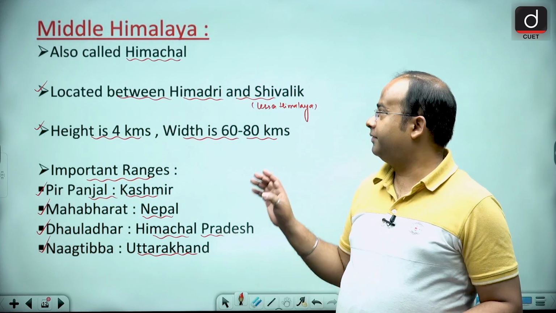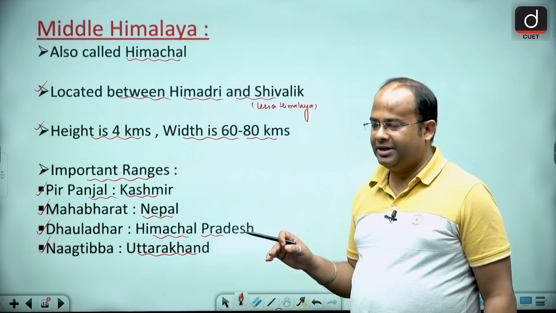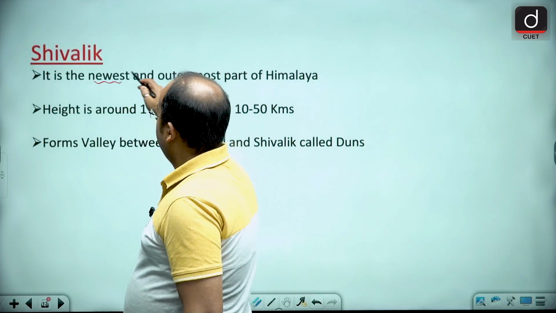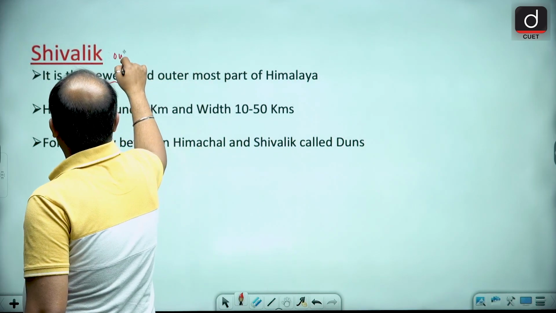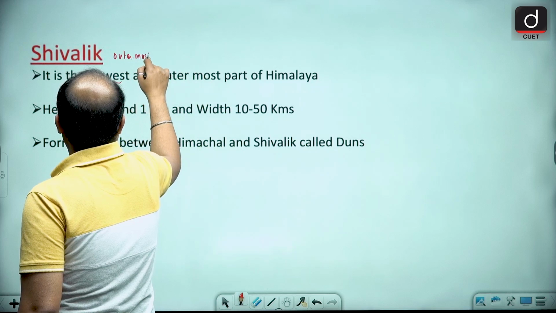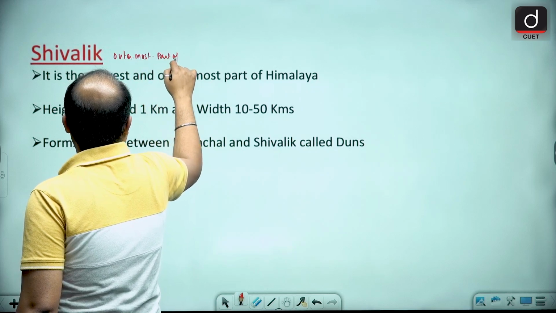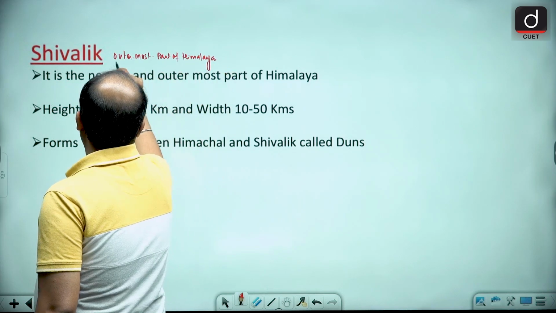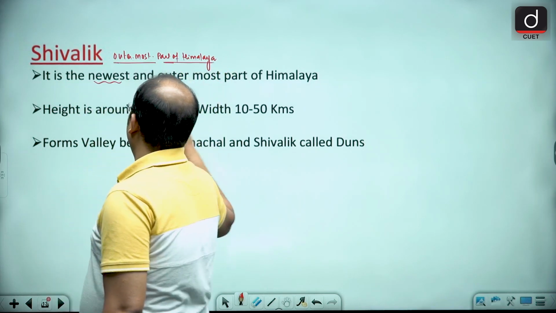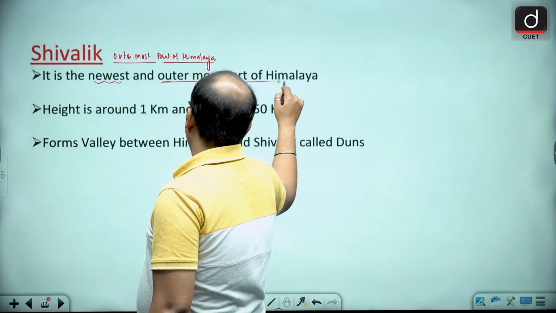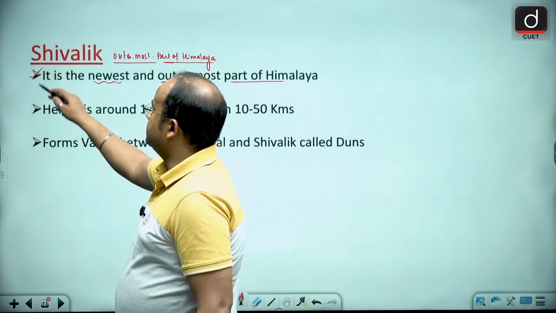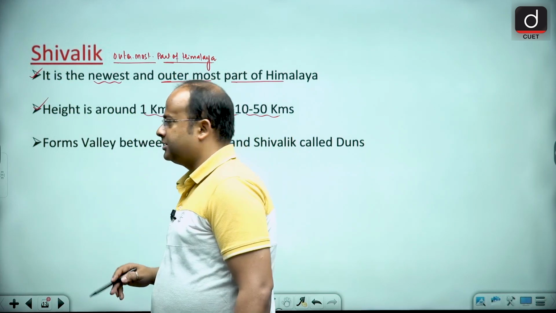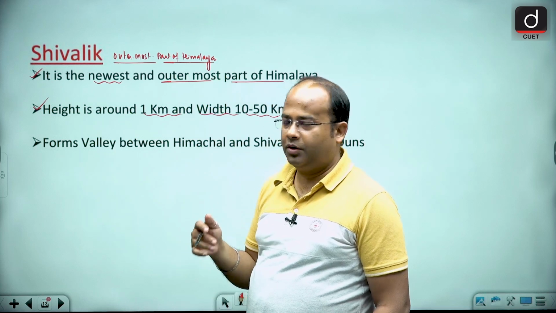Now guys, let's discuss the other Himalayan region, that is called Shivalik. Shivalik, guys, is the newest and outermost part of Himalaya, and the height is around 1 kilometer and the width is around 10 to 50 kilometers, and they form valleys.